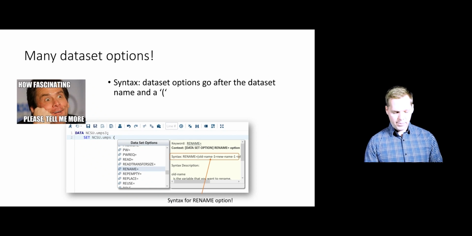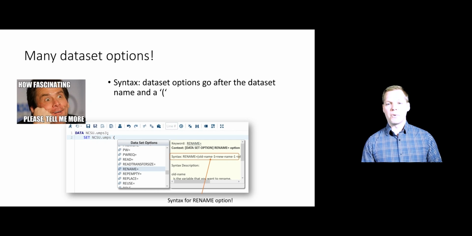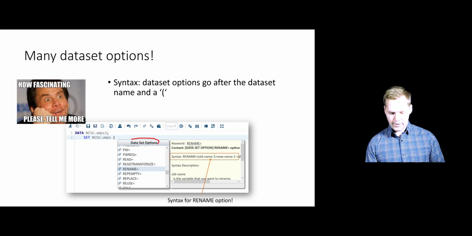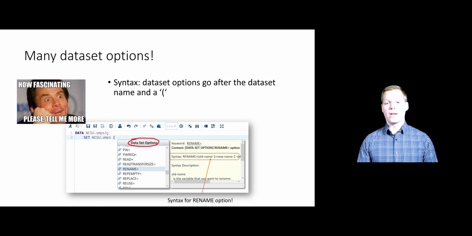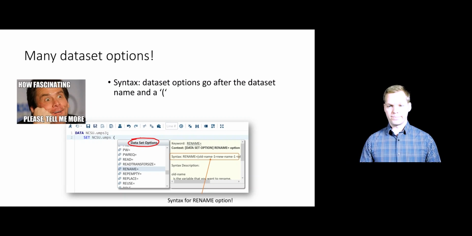If you go and you start typing ncsu.yada yada yada and you put a parenthesis here, it will then pop up a whole menu of data set options. You can see that just the ones that you can see there are tons of different data set options you can do when you're copying your data set over.